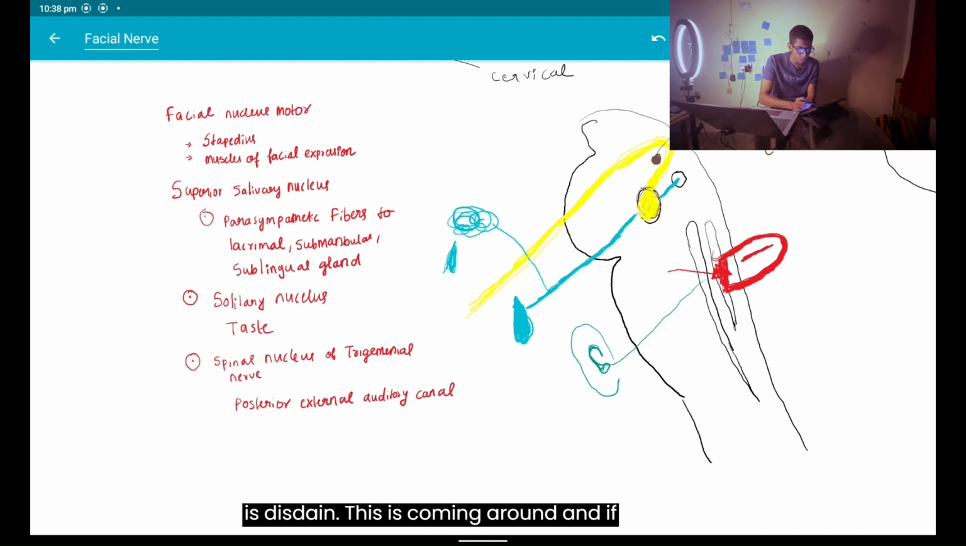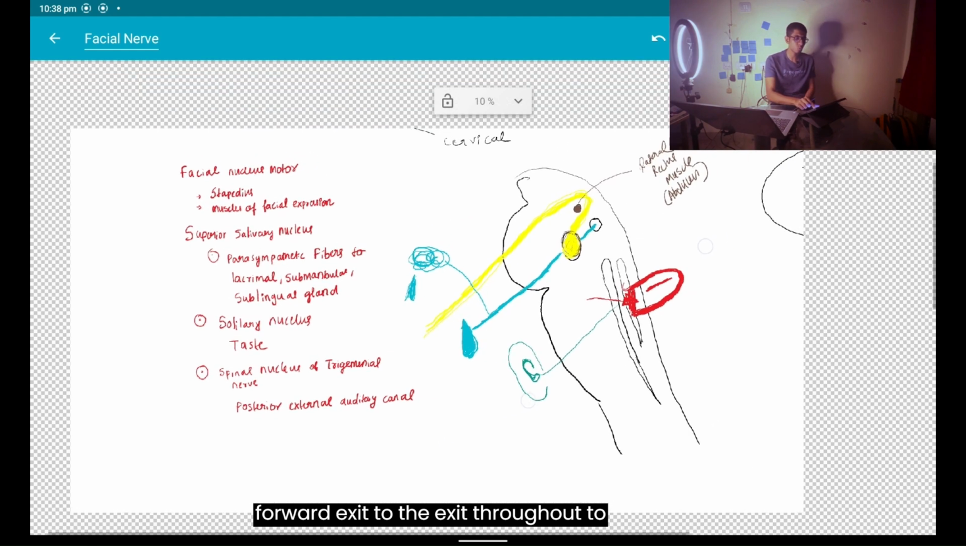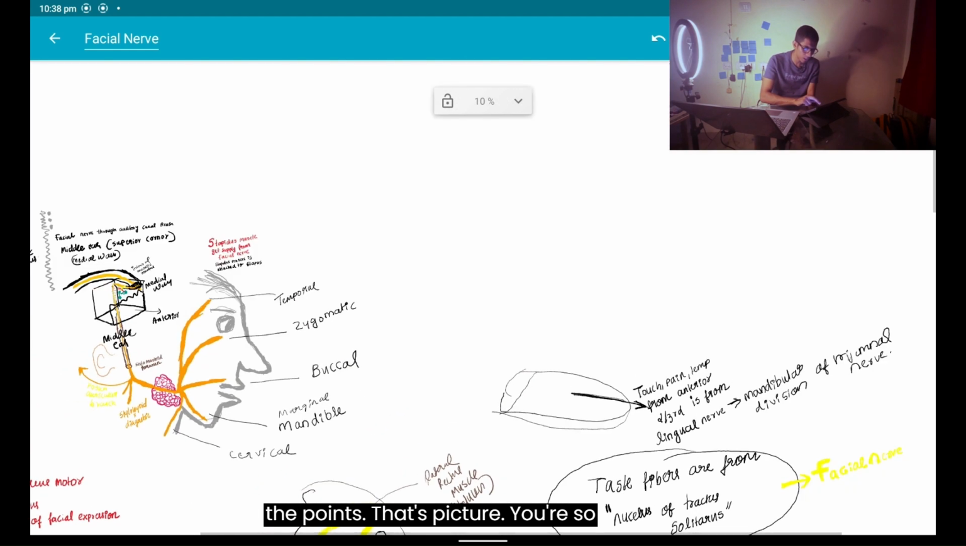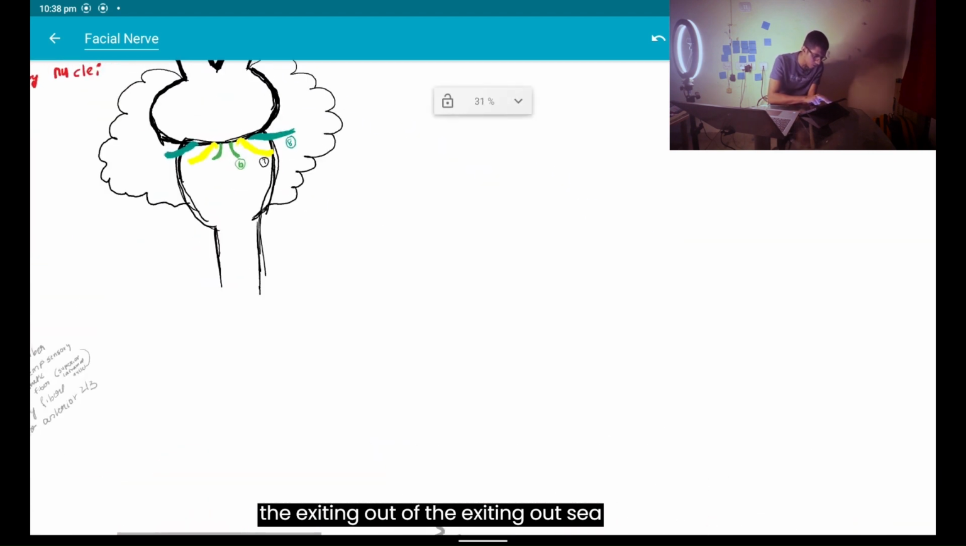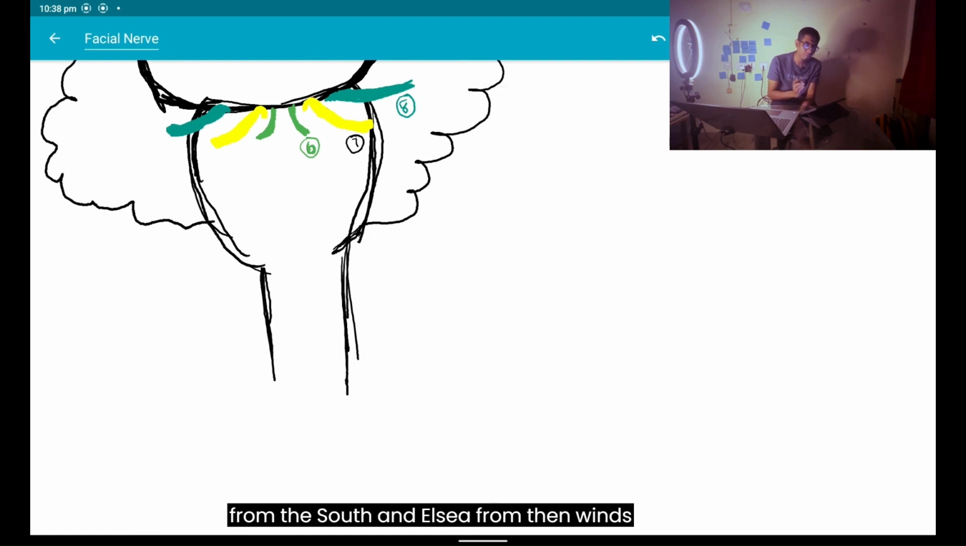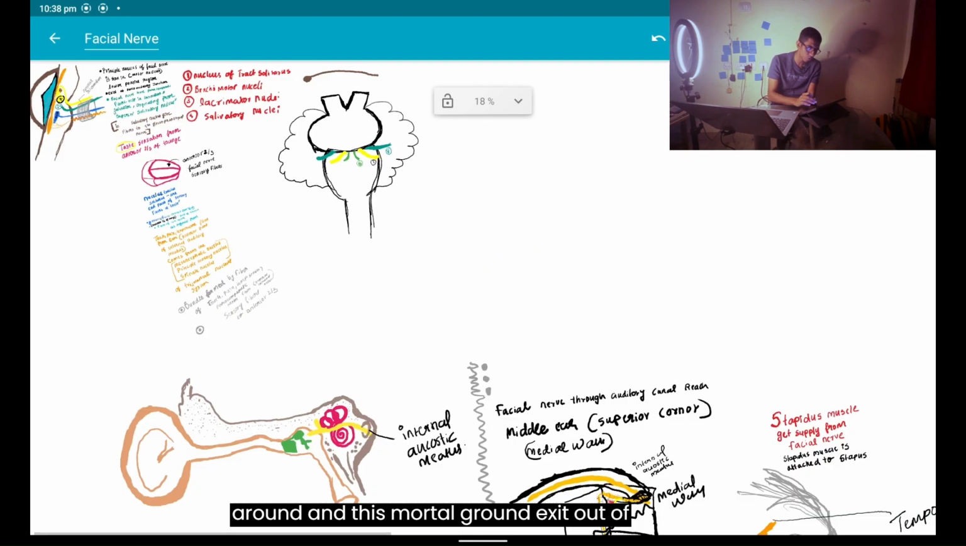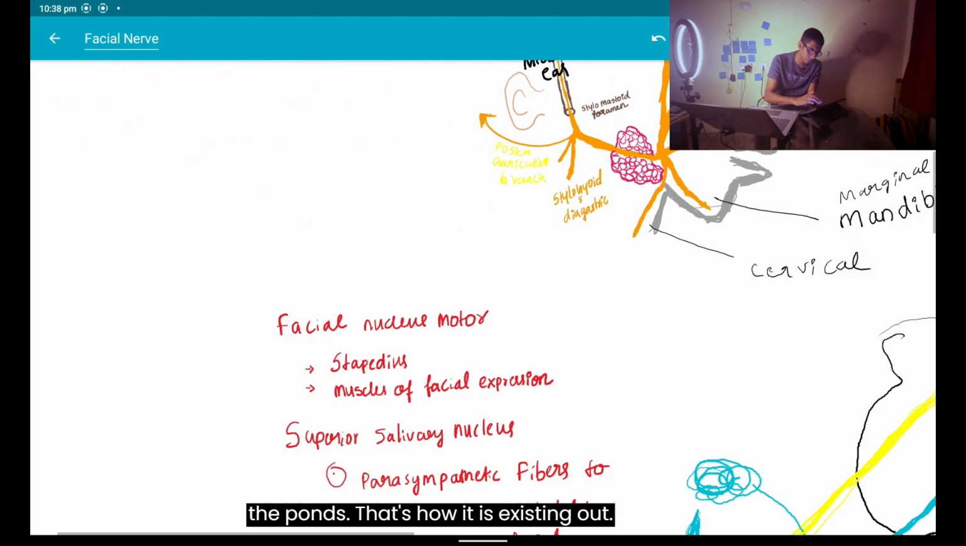This is coming around, and if you see, it winds around the abducens nerve. The abducens nerve is supplying the lateral rectus muscle of the eye, on the lateral side around the eye. So the facial motor branch winds around the abducens and comes forward, exiting through the pons. That's the picture you saw here, right? Exiting out, see, from the seventh nerve, it winds around and this motor branch exits out of the pons. That's how it is exiting out.